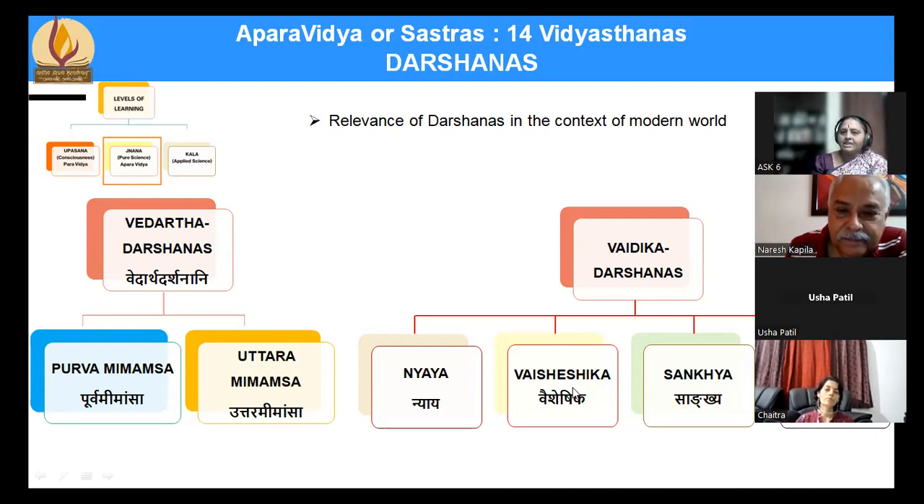Actually, these concepts are closer. Nyaya and Vaisheshika have close connection. Then Sankhya and Yoga have close connection, like that. Again, they will have divisions here. The Sankhya, Nirishwara Sankhya, Seshwara Sankhya, like that. We will come to those discussions when we go through them.